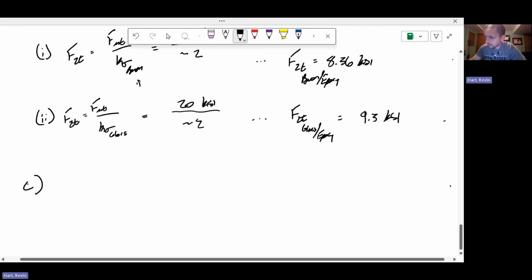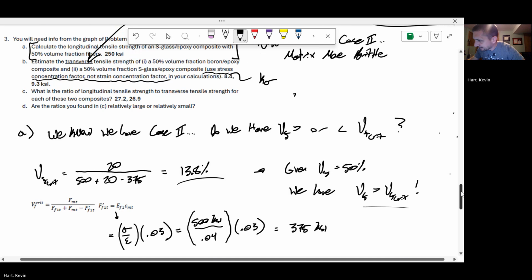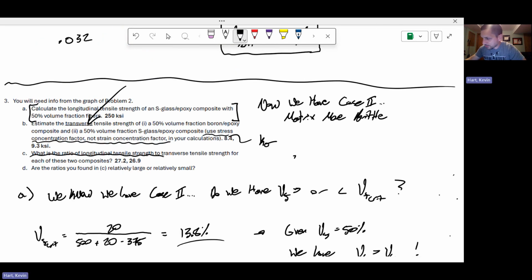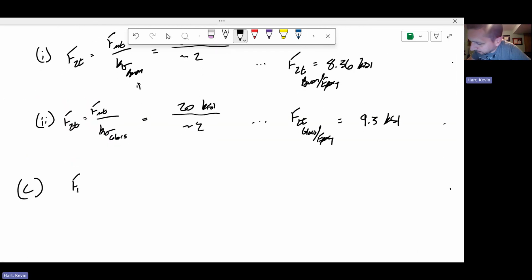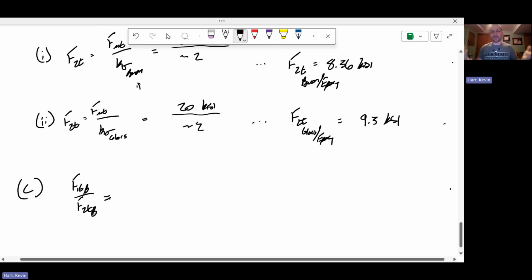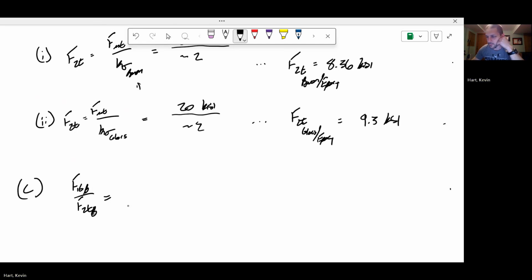Let's keep going with this problem. There's a part C. What is the ratio of longitudinal tensile strength to transverse tensile strength for each of these two composites? All right, well, we have both of these numbers. So we want F1T of boron divided by F2T of boron. You have F1T from problem number 2. You have F2T from problem number 3. Okay, so you work these two things together. Failure strength in the one direction in tension of boron is 227. You had that from the first problem. So the ratio here for boron is 27.2.